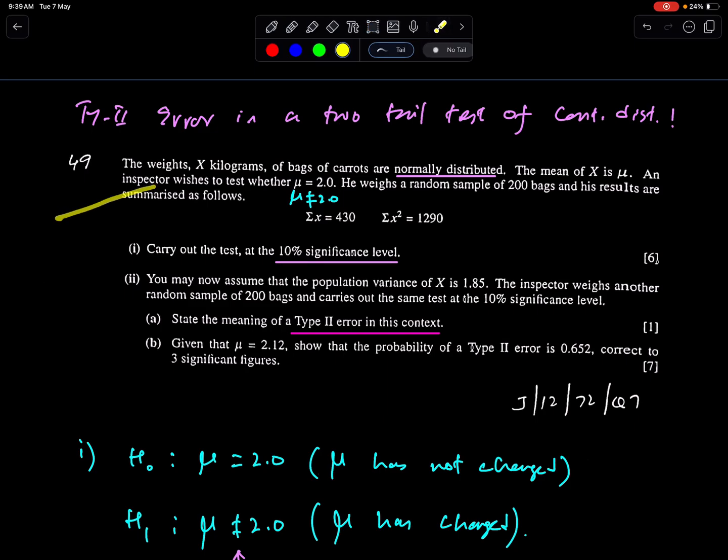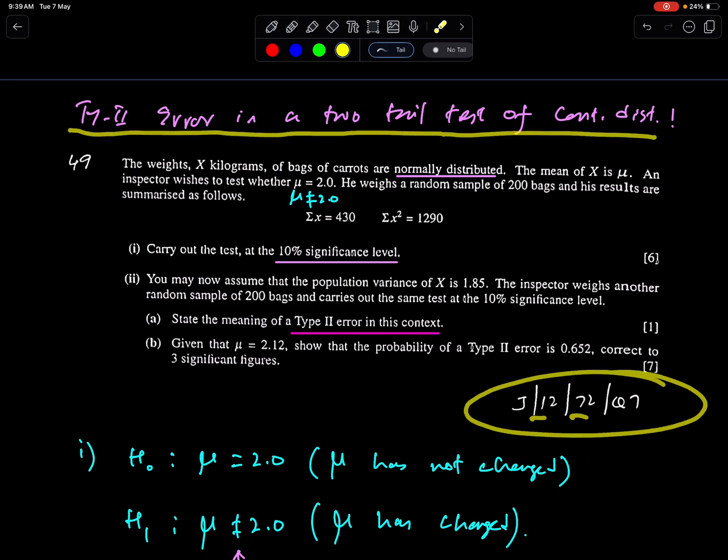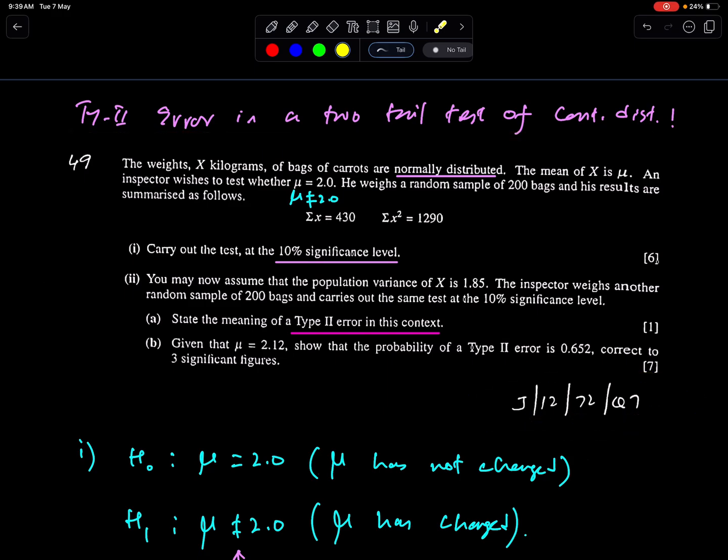This example is one of the best questions of type 2 error in a two-tailed test of continuous distribution. This question is from June 12, paper 72, question 7. An important advice: be kind and be humble.